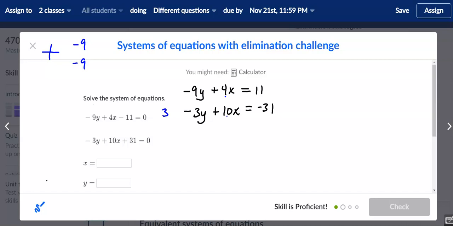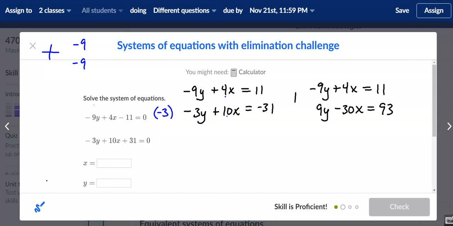So since I want opposites, I'm going to multiply this whole row by -3. And so here's what we're going to end up with. I'm going to have -9y plus 4x equals 11. I'm not messing with the top row. The bottom row, I'm going to have +9y minus 30x equals +93.